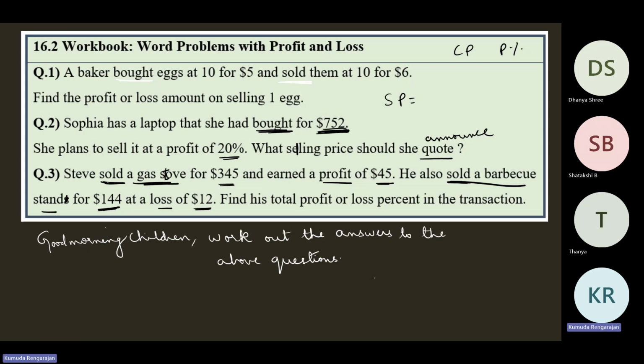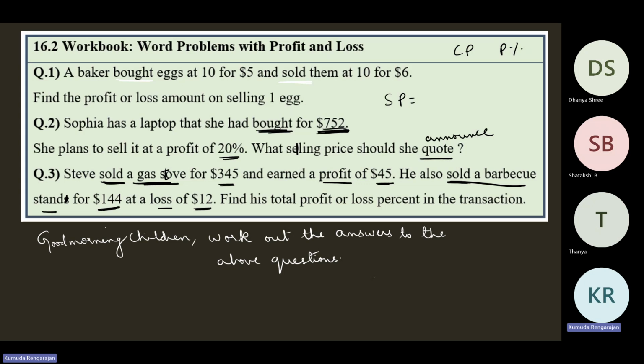So using the selling price and profit, you can find the cost price. And in the second case, using the selling price and loss, you can find the cost price. So now you have the cost price of gas stove and barbecue stand. Add the two to find the total cost price. You also have the selling price of the gas stove and the barbecue stand. Add both and find the total selling price. Now compare the total cost price and the total selling price.